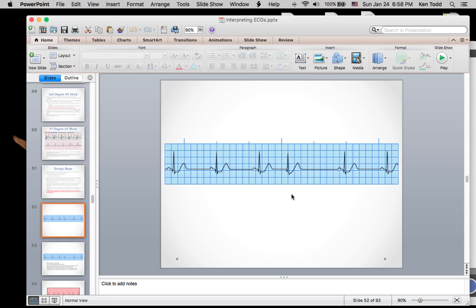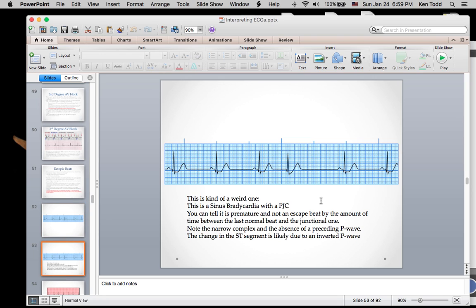The odd man out in this situation is this beat right here. Now you can see that the QRS looks exactly the same as all the other QRSs. So it has to be following the same pathway as the rest of these. What I don't have is a P wave for this one. So what that tells me is I have a sinus bradycardia with a premature junctional contraction.